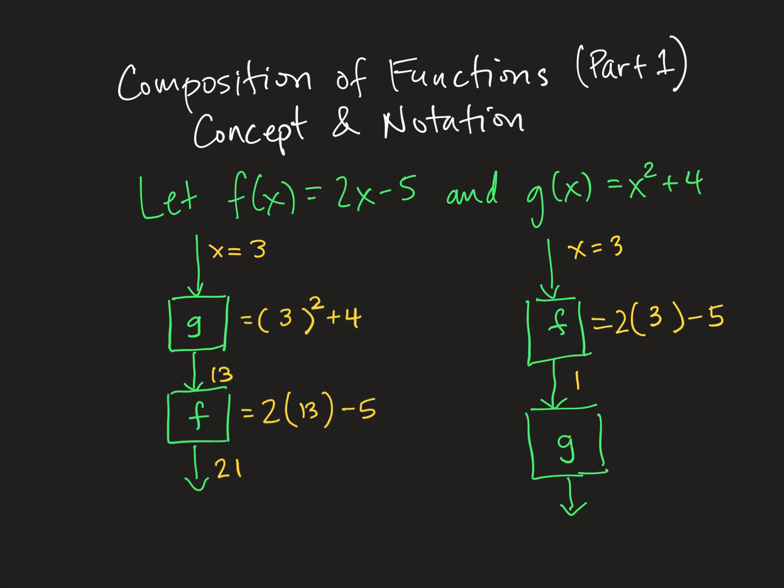So that output of 1 becomes the input of g. What does g do with its input? It squares it, and then it adds 4. So what are we going to plug in? We're going to plug in that 1. 1 squared is 1. 1 plus 4 is 5.